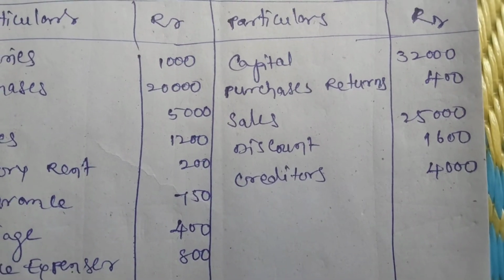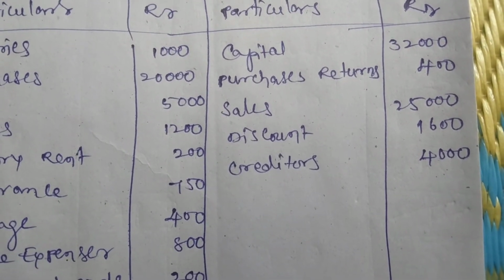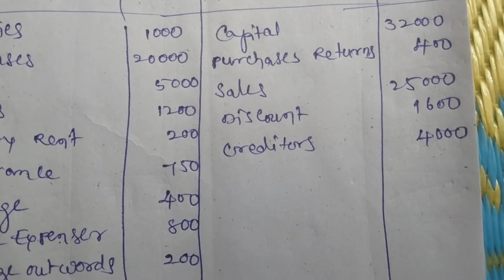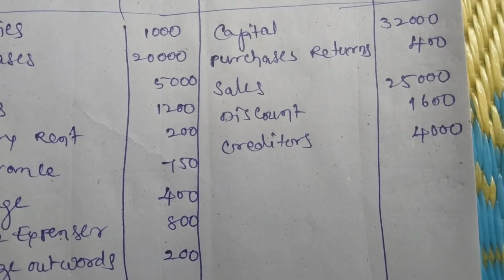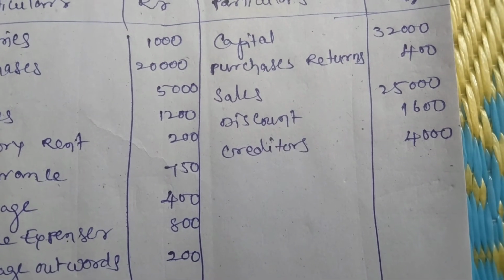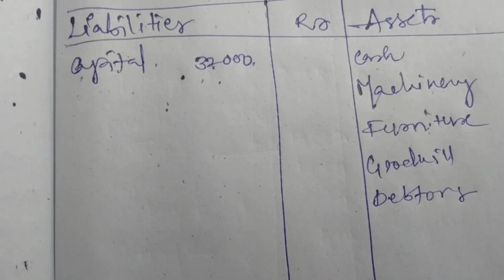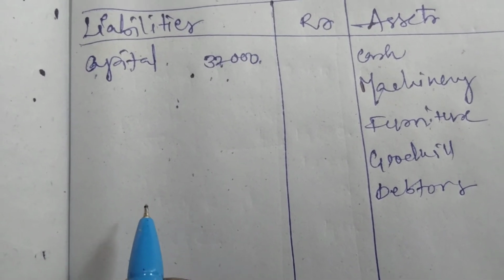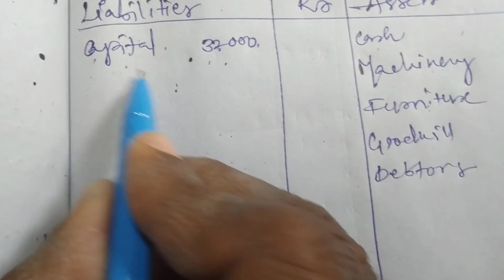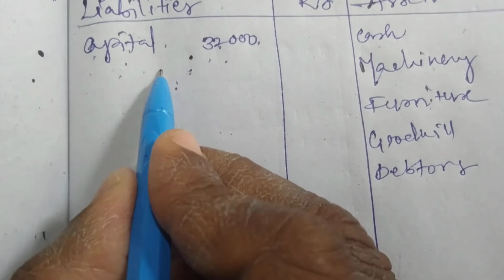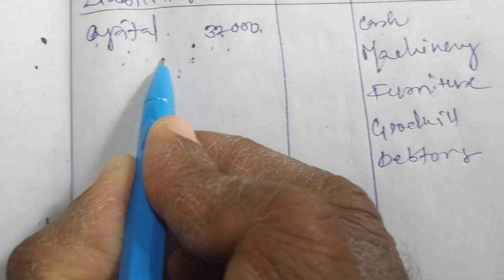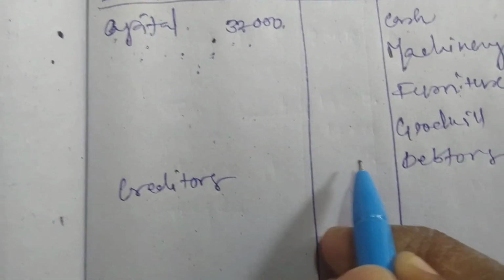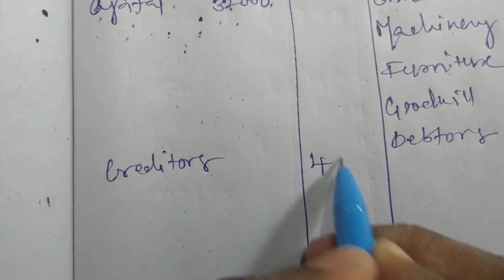So the last one in the trial balance credit side is creditors 4000. So the creditors are recorded in the liability side of the balance sheet. However, we must leave the place for net profit or net loss. So right here, creditors in the outer column, that is 4000 rupees.